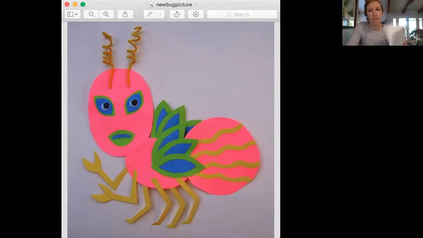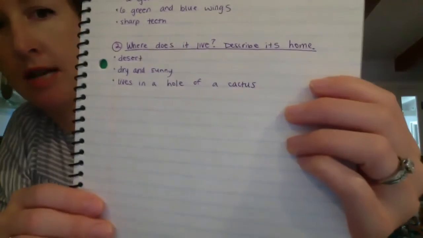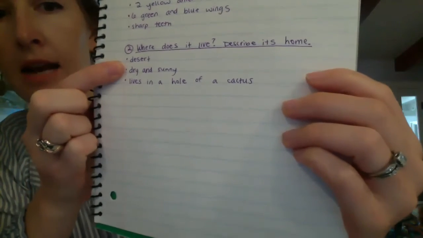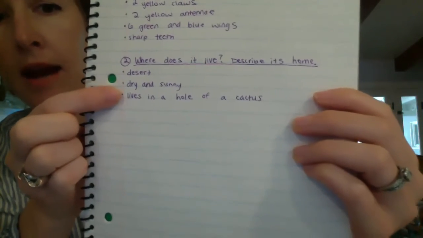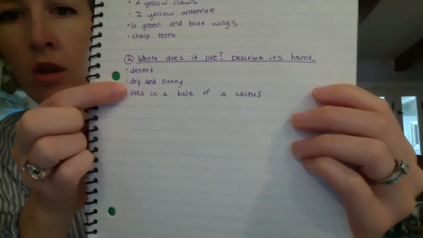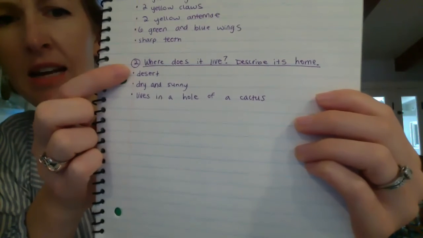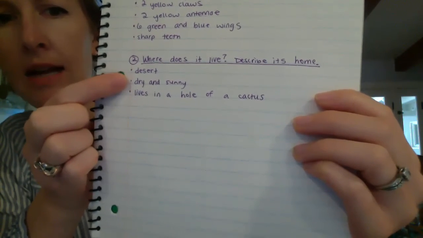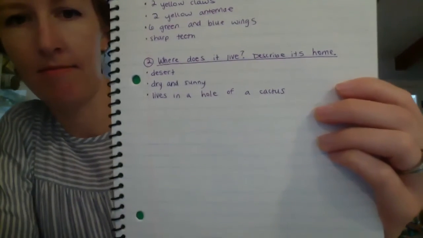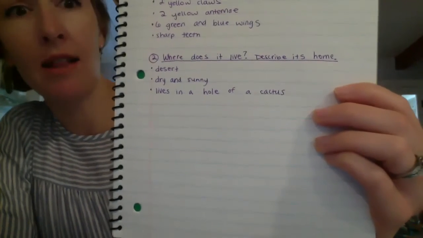So, there we go. I wrote desert. Then I described the desert, right? It's dry and sunny. And then I said where in the desert she lives. Right? She lives in a hole of a cactus. So I want you to think about your bug, right? Tell me what kind of habitat it lives in, what that habitat is like, and where it lives in that place. You can pause and write that down, and then we'll do our last question.